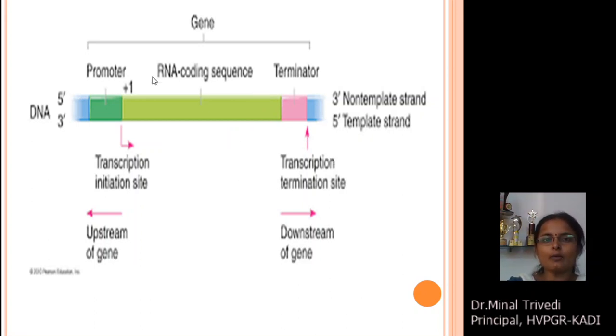If we focus on the RNA coding region, the promoter is present ahead of the RNA coding region. In molecular biology, it is known as upstream to the RNA coding region, and the termination sequence is present downstream to the RNA coding region.